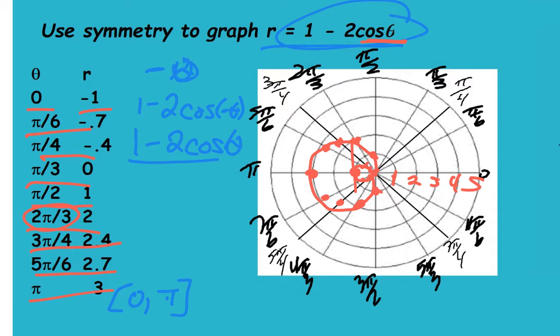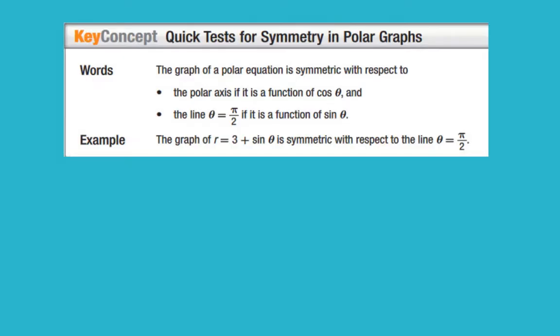So I didn't have to do all of my points from 0 to 2 pi. I was able to stop and use the symmetry, knowing that it's going to continue to do a reflected image to finish it out. So this will help a little bit more. I like this test better than the other one. So some quick tests for symmetry and polar graphs.